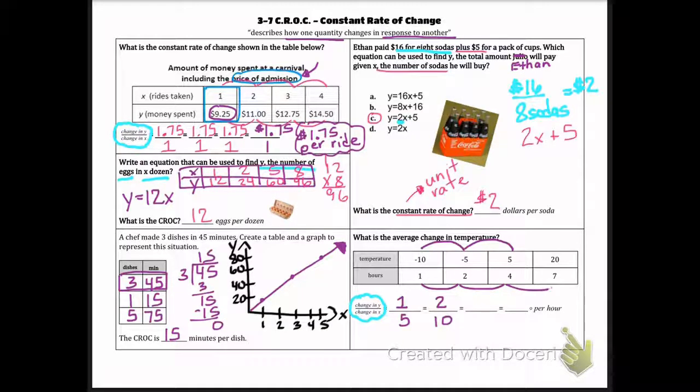Then y went from 4 to 7, that's a change of 3. And x went from 5 to 20, that's a change of 15. So at first you might think, well, that's 3 different ratios, so this doesn't have a constant rate of change. However, our second 2 ratios can be simplified. 2 goes into itself once, 2 goes into 10 5 times, that simplifies to 1/5. 3 goes into itself once, 3 goes into 15 5 times, and that simplifies to 1/5. And so we can see that as the hours changed by 1, then the temperature changed by 5. So we can think of that as changing 5 degrees per hour.